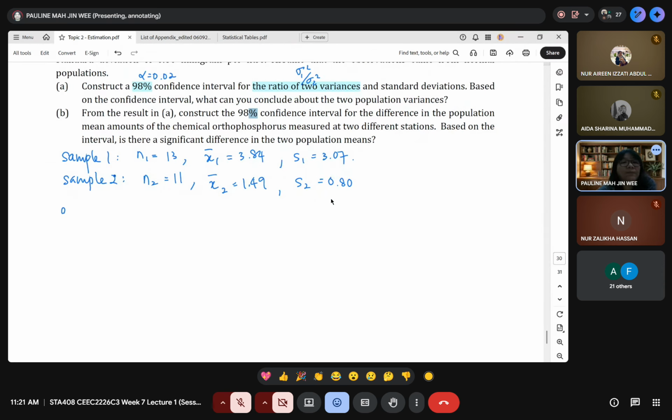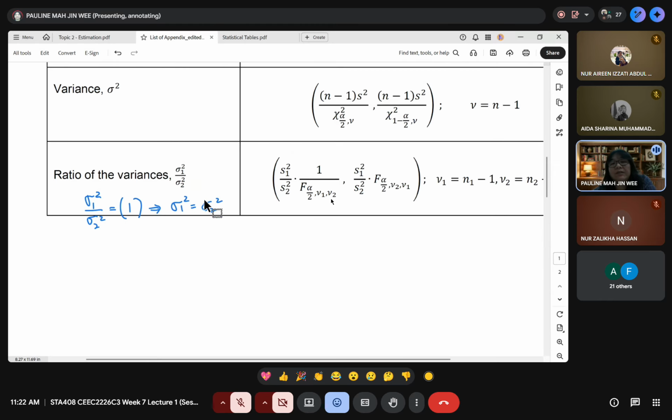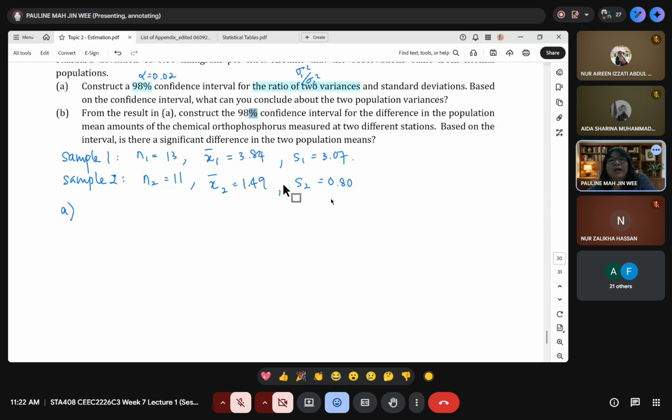Okay, so part A. We want to look for the ratio of two variances. If you check back the list of appendix that you have here, for the ratio of two variances, we need your F. So always refer to your appendix. Make your appendix your good friend. And then alpha equals 0.02 simply means that we need two values now. One is 0.01. Now, what is your new one here?